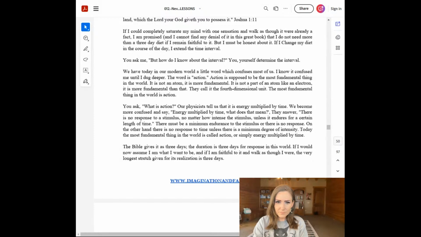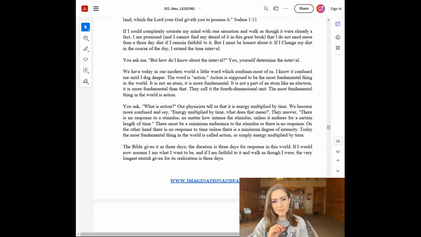We become more confused and say, energy multiplied by time? What does that mean? They answer, there is no response to a stimulus, no matter how intense a stimulus, unless it endures for a certain length of time. There must be a minimum endurance to the stimulus, or there is no response. On the other hand, there is no response to time unless there is a minimum degree of intensity. Today, the most fundamental thing in the world is called action, or simply energy multiplied by time. The Bible gives it three days. The duration is three days for the response in this world.